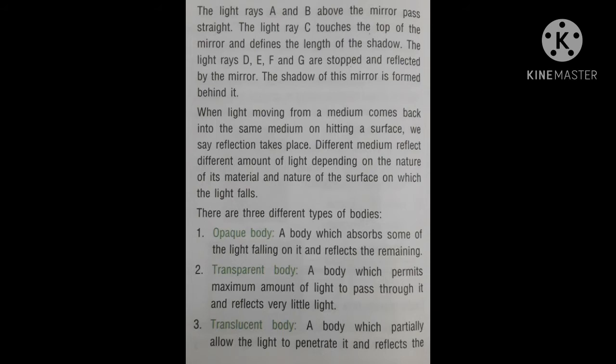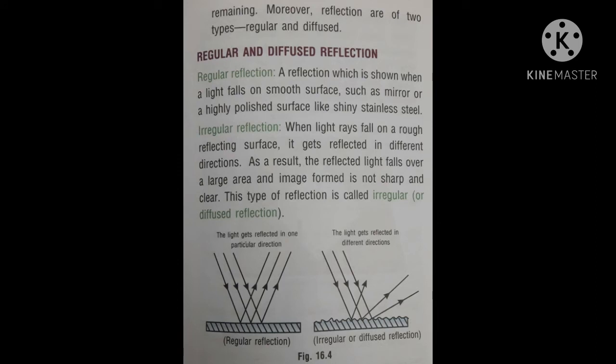When light moving in a medium comes back into the same medium on hitting a surface, we say reflection takes place. Different media reflect different amounts of light depending on the nature of its material and nature of the surface on which the light falls. There are three different types of bodies. First one is opaque body, a body which absorbs some of the light falling on it and reflects the remaining. Second is transparent body, a body which permits maximum amount of light to pass through it and reflects very little light. Third is translucent body, a body which partially allows the light to penetrate it and reflects the remaining.